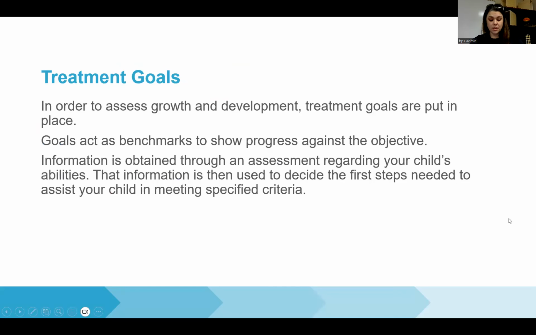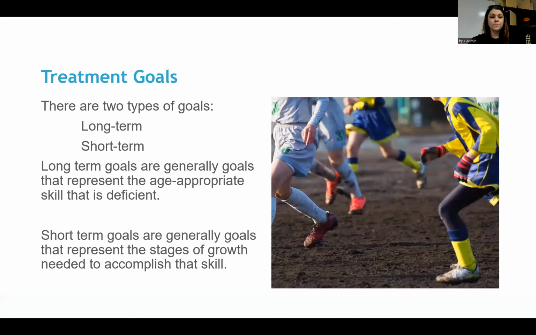Treatment goals are a process that is built in order to assess development after an assessment is completed. They act as benchmarks to show where your client, or yourself, is in relation to where your objective is headed. When an assessment is conducted, we say, this is the goal we want to achieve. This is age appropriate. This is relevant to the family. And we look at where the child is and say, these are the skills that we have. What skills do we still need in order to meet that mark?